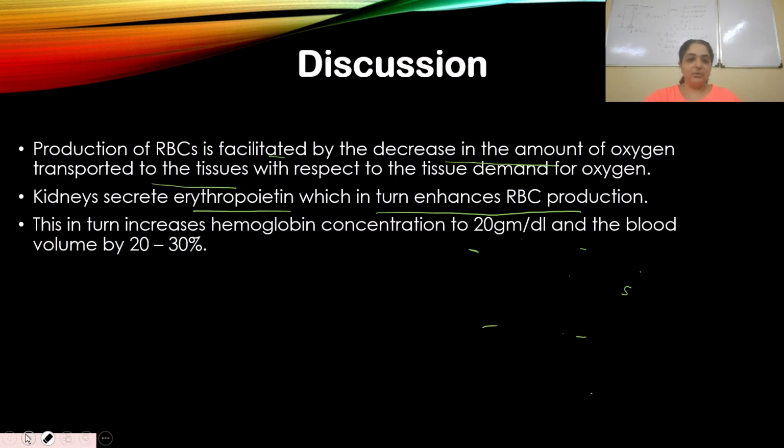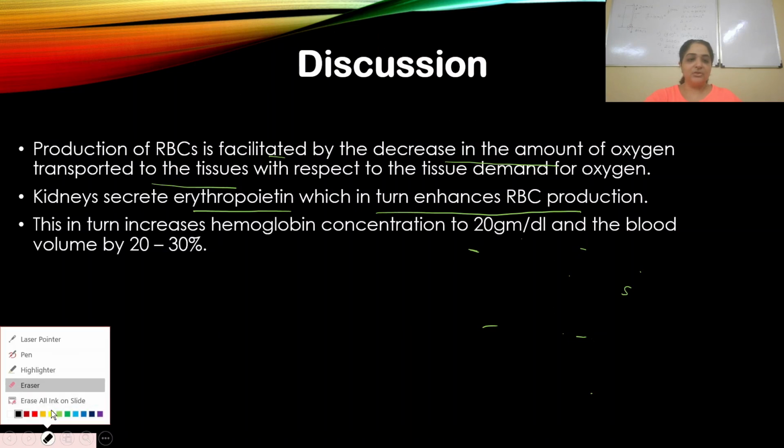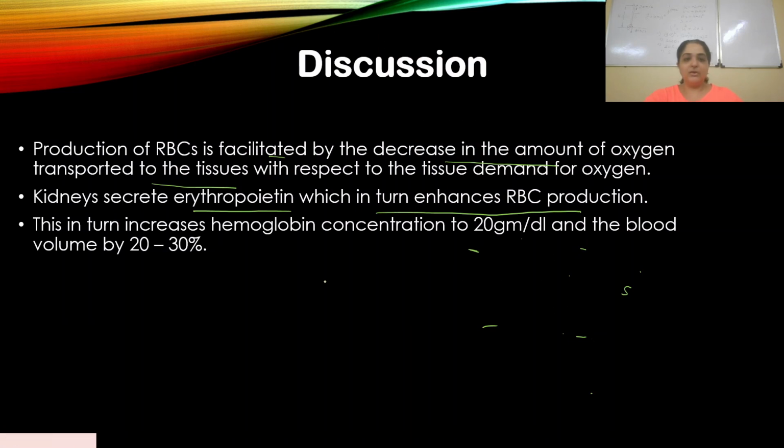So when the RBC production increases in the body, the hemoglobin concentration will also increase to 20 grams per deciliter, and the blood volume by 20 to 30%. So you have more hemoglobin concentration, and the blood volume also increases. That is able to help in the demand for oxygen in the tissues.